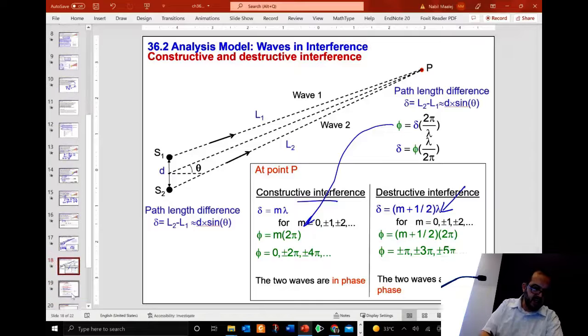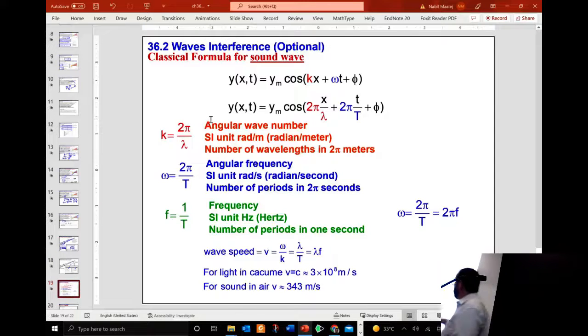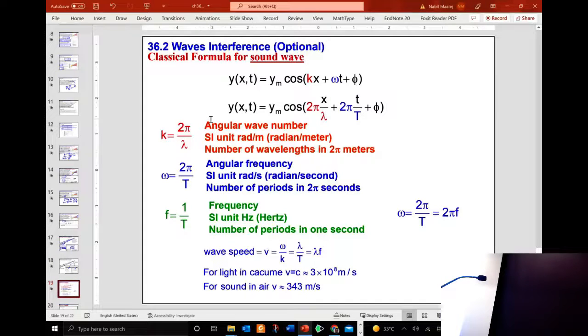I hope this is clear. I will stop here because this is optional. I just put it for you to know the math. We can represent a light wave or a sound wave by this equation. We can solve, but you can read it on your own because I have to start the quiz.